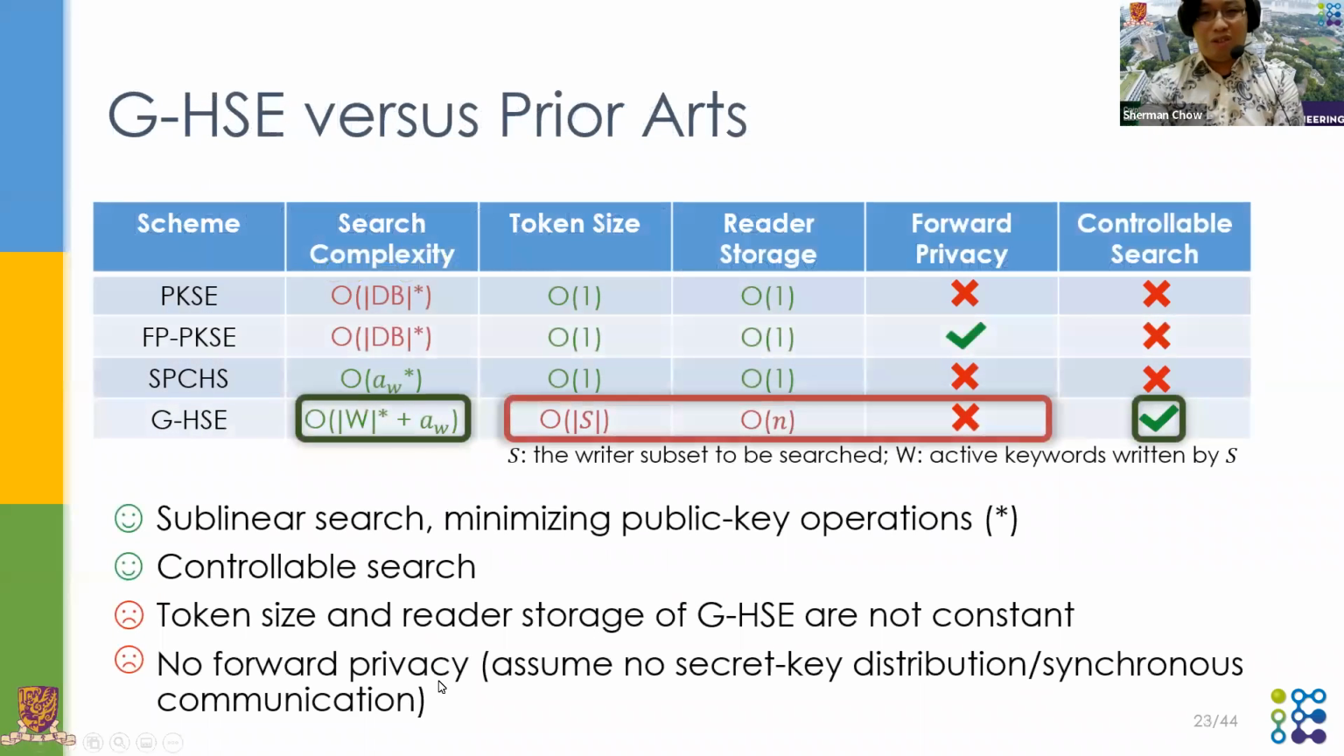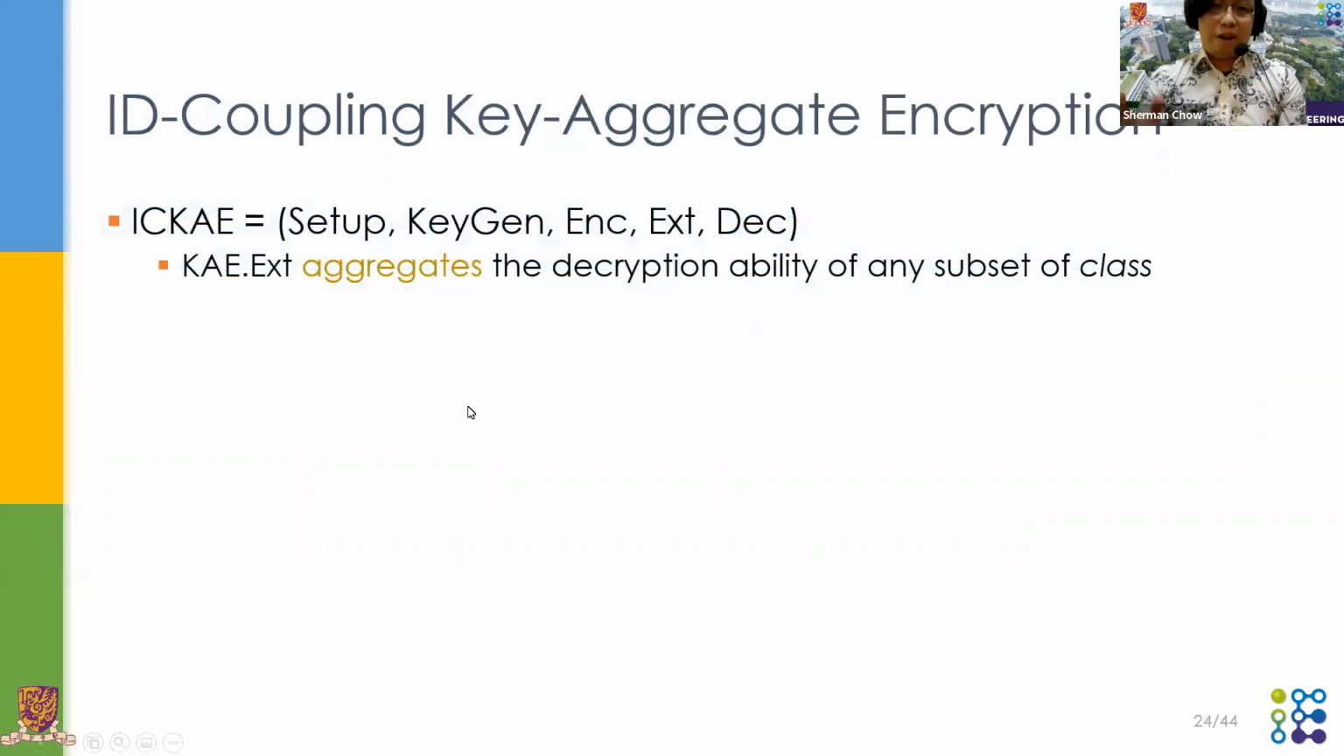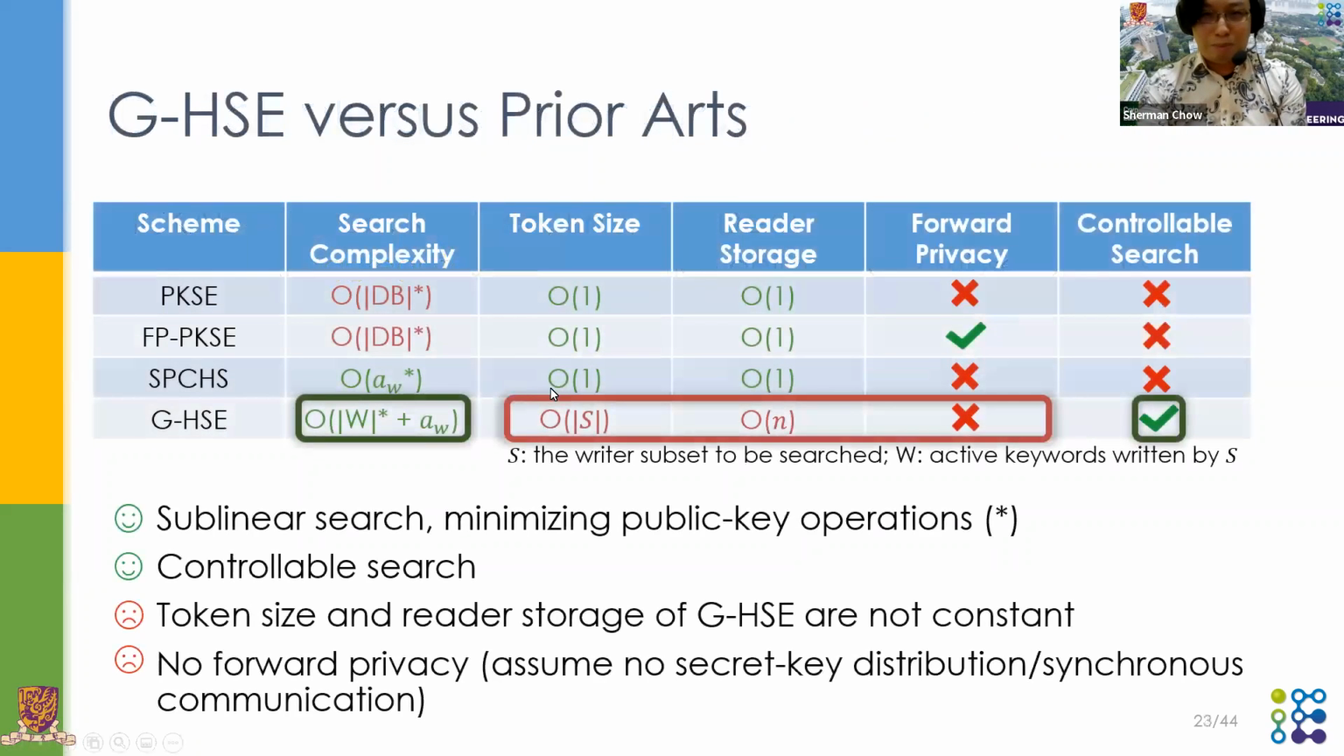And by the way, also notice that we are still working under the assumption that there is no secret key distribution and no synchronous communication between the reader and writer, and that will be tricky to achieve our forward privacy, which I will tackle later. For now, I will quickly address this part of the table, that is the token size and the reader storage, and then I will spend more time on the forward privacy part.